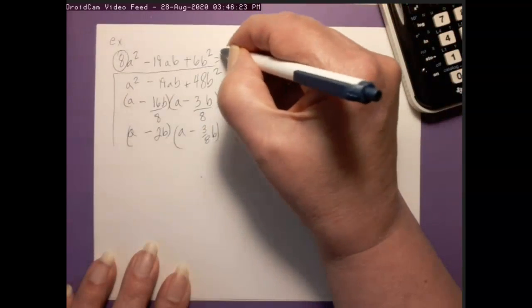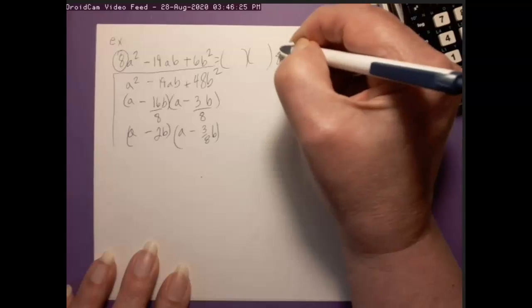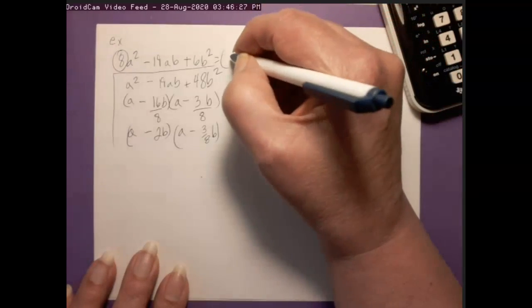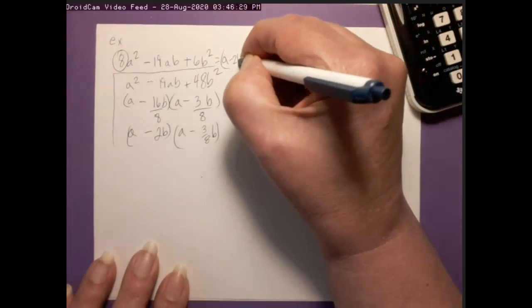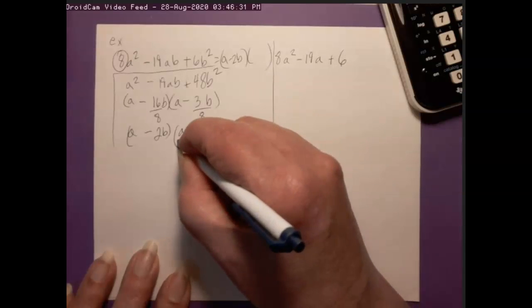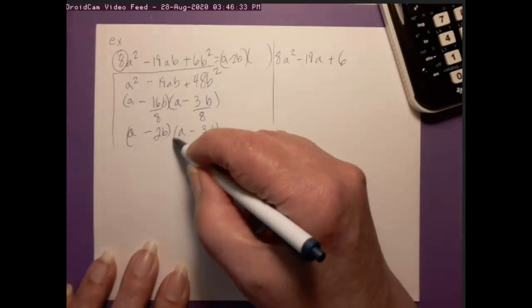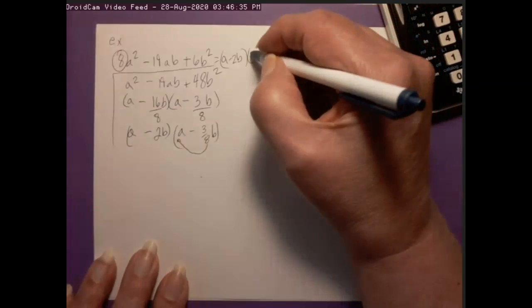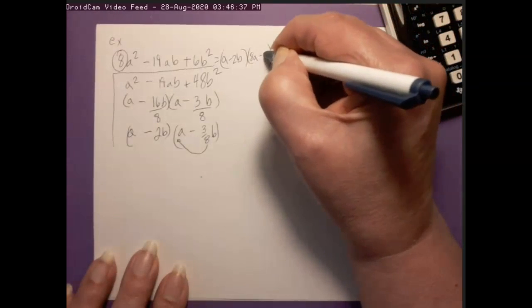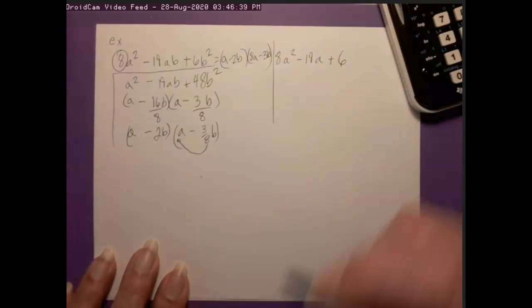So my answer is a minus 2b. The 8 comes out front, in front of the a, still in that parenthesis, so it's a coefficient of a, 8a minus 3b. And that's my answer.